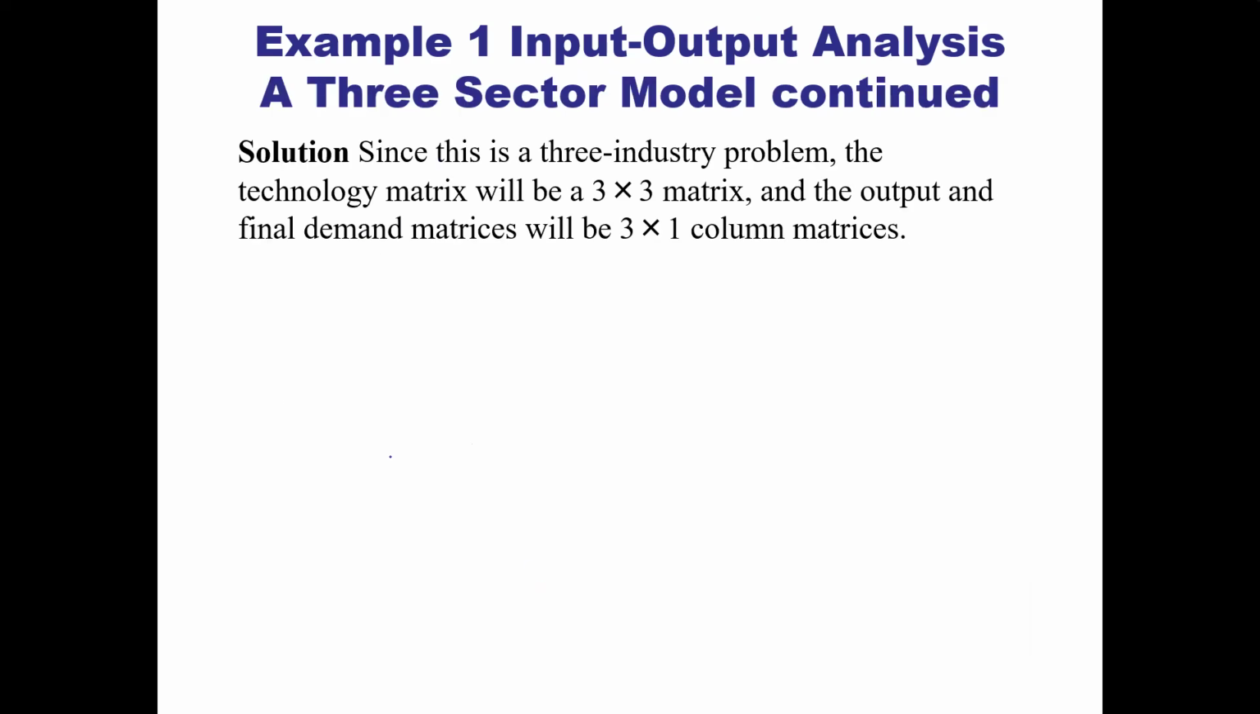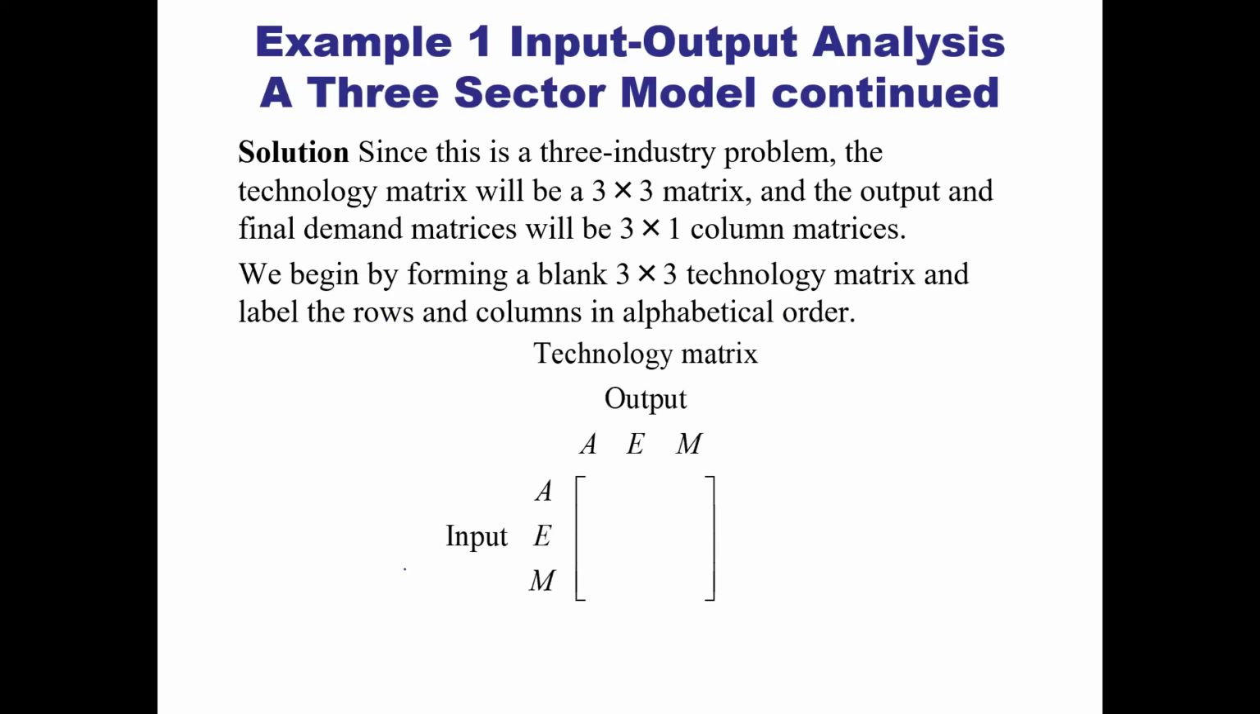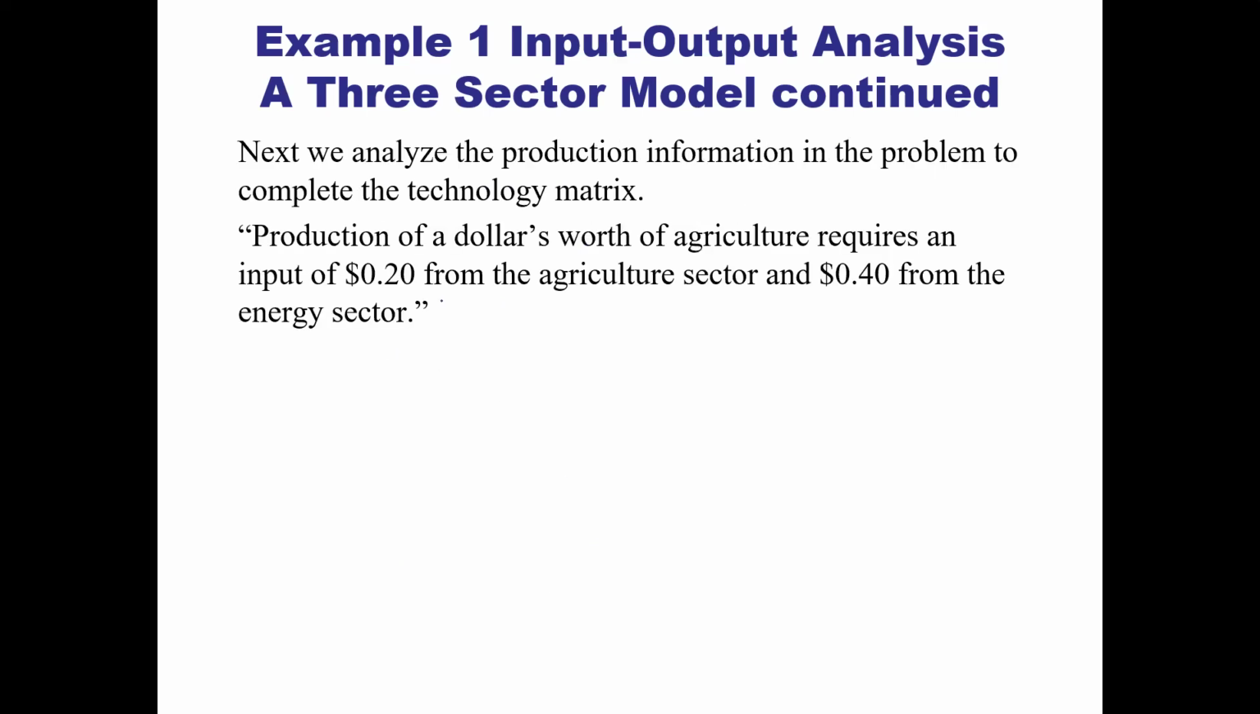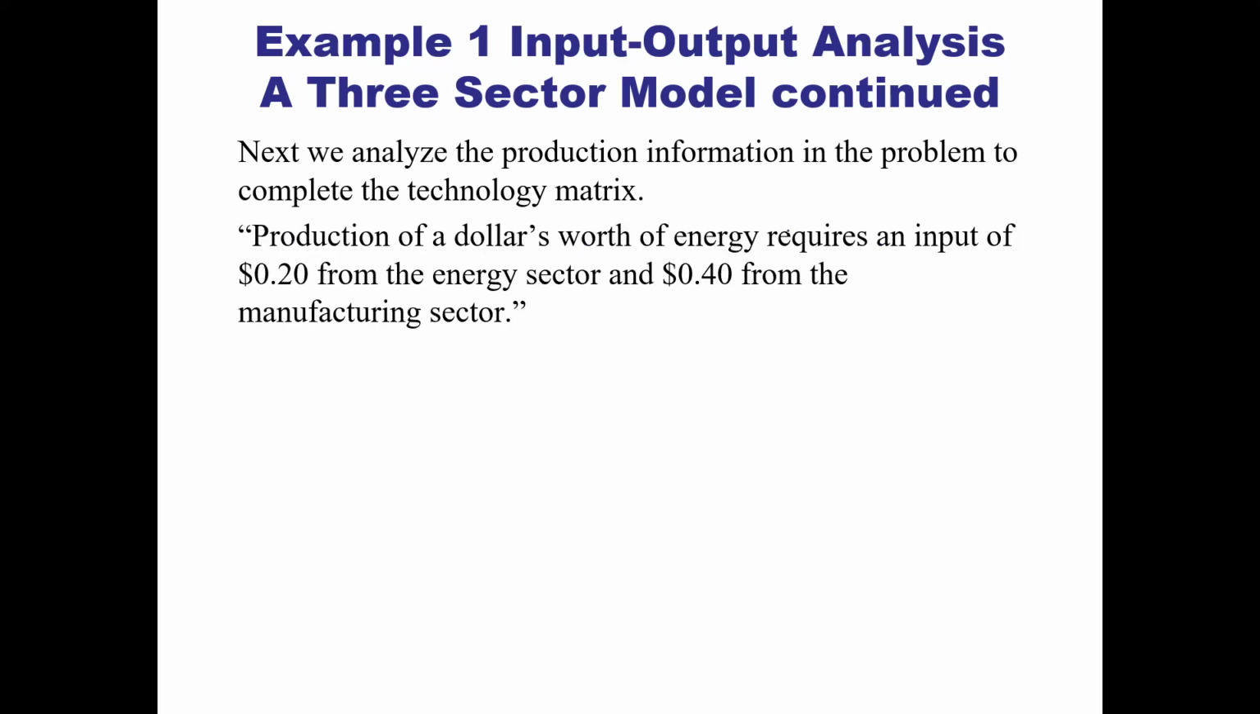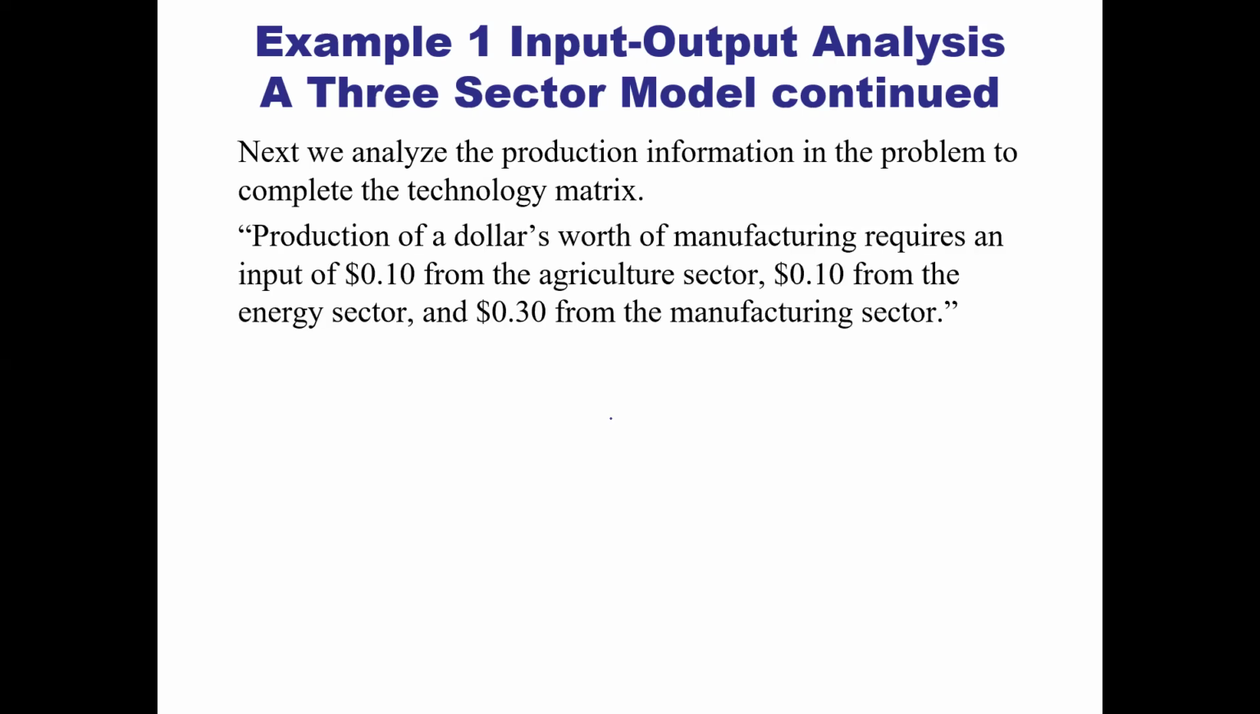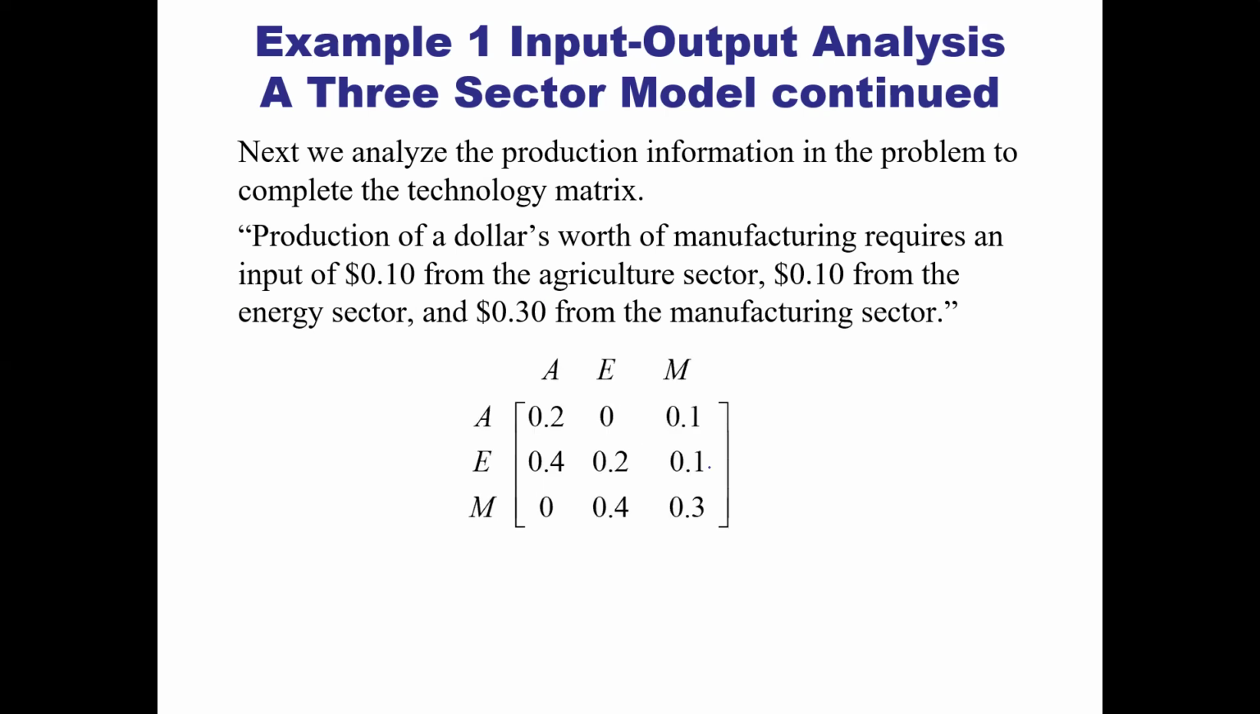So what we need to do is make a 3 by 3 matrix, and we're going to say, okay, ag puts into ag, energy, manufacturing, and so on. We're going to look at each of the individual pieces. Production of $1 worth of ag requires 20 from ag and 40 from energy, and no manufacturing is required. Then this one requires 20 from energy and 40 from manufacturing to get the energy, so we have 20 energy, 40 manufacturing, no ag. And the last one has something from each sector: 10, 10, and 30.